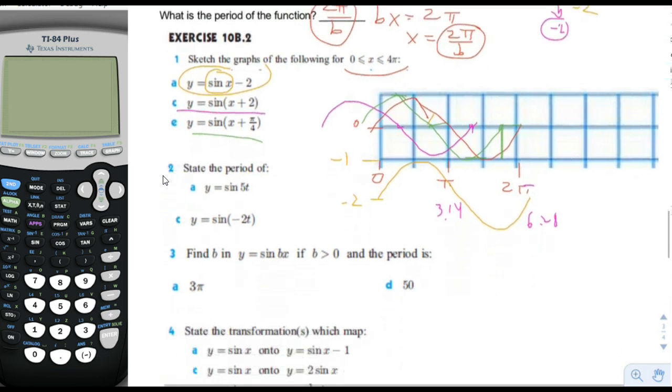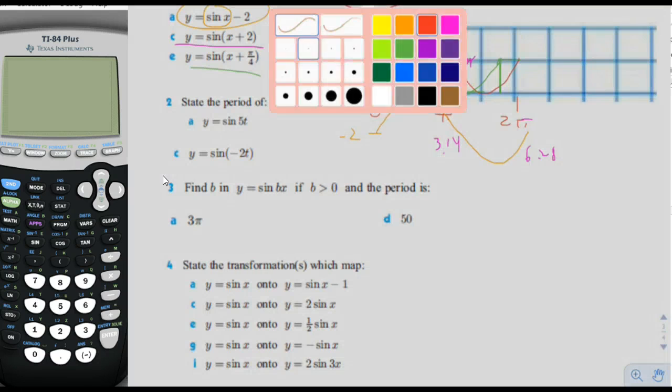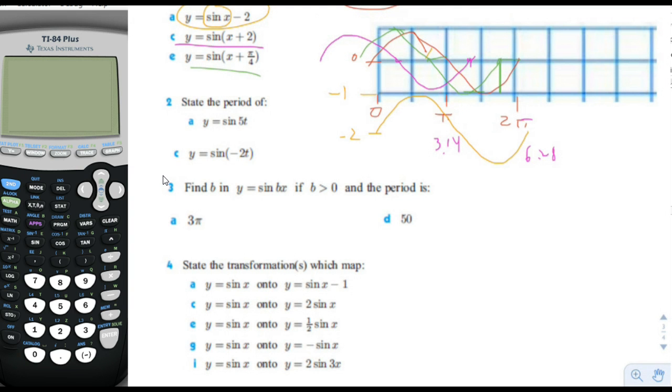All right, 2. State the period of y equals sine 5t. Remember, to find the period, we say what's inside the sine needs to go from 0 to 2 pi. So when is this equal to 2 pi? It's equal to 2 pi when t is equal to 2 pi divided by 5, 2/5 pi. Okay, so that is the period for a.